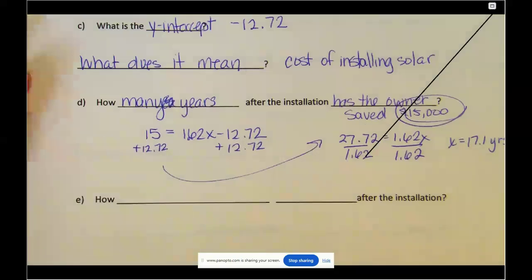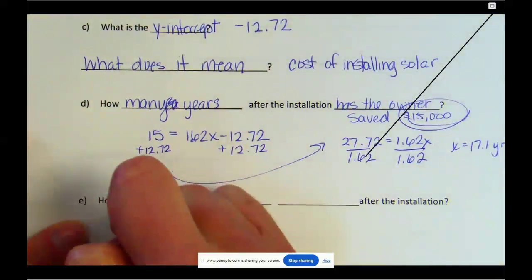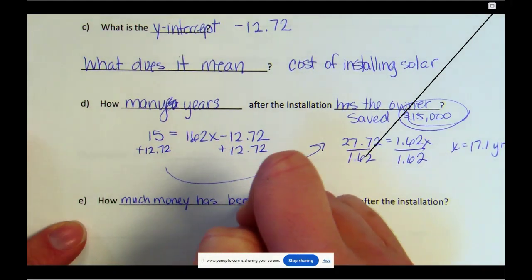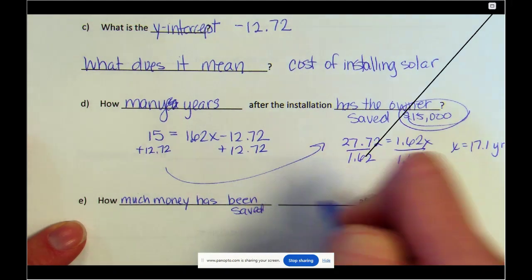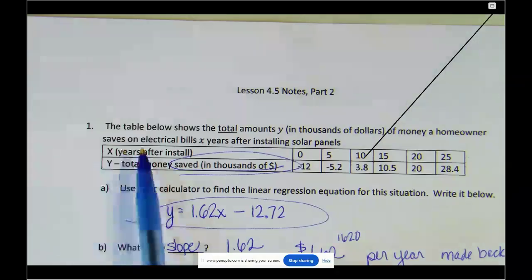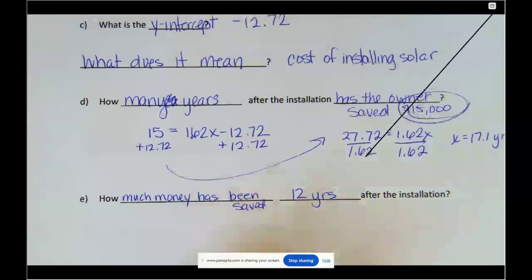Okay? Next question. How much money has been saved 12 years after the installation? Just to jog your memory, is that X or is it Y? It is X. Okay, because if you go back up to your table, X says years. So I've given you years. Please use your equation in part A to answer that question.